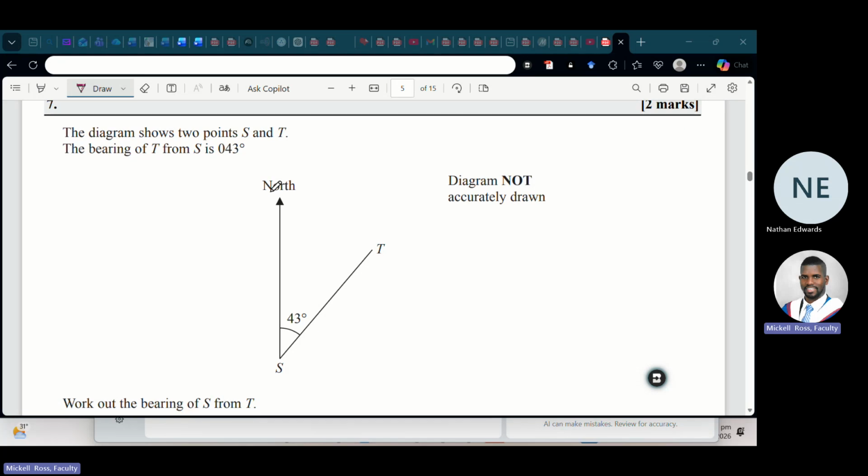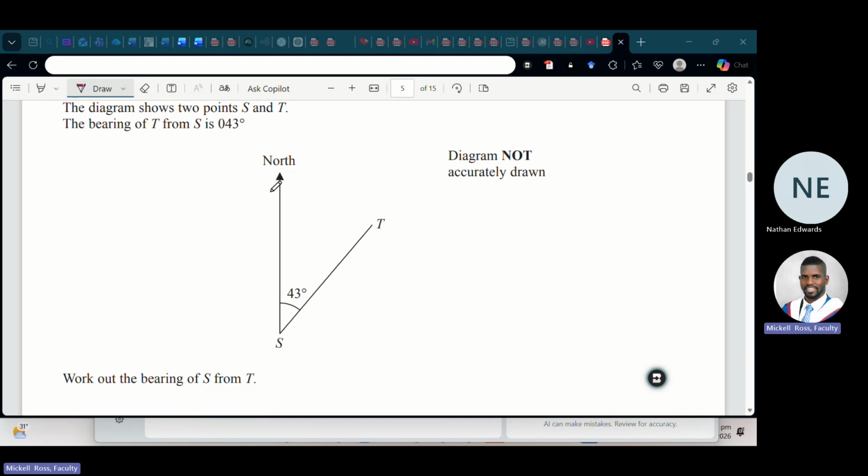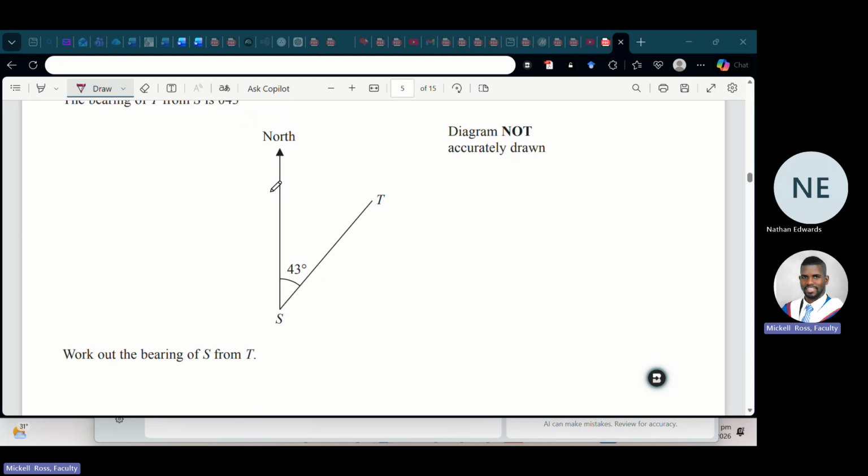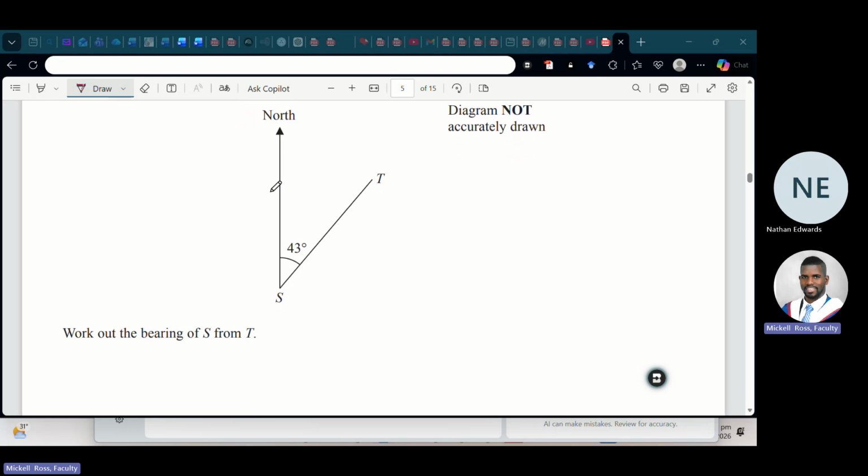The diagram shows 2 points, S and T. The bearing of T from S is 43. Work out the bearing of S from T. Again, back bearing. So the first bearing given is less than 180. So we need this bearing right here.